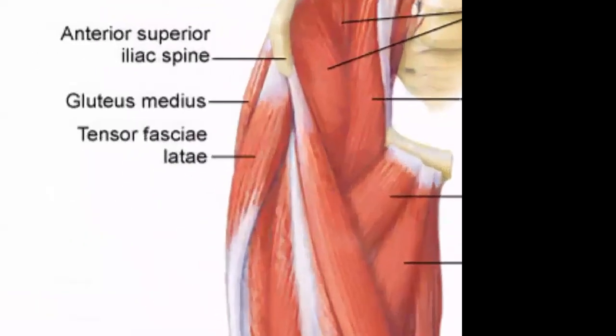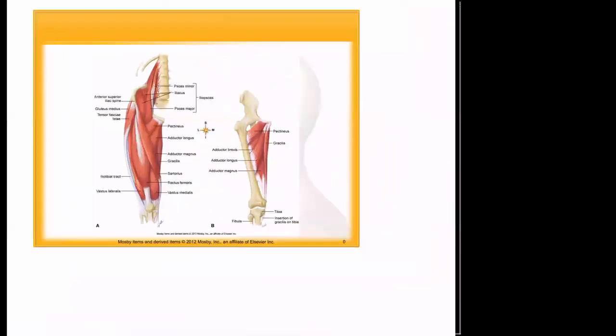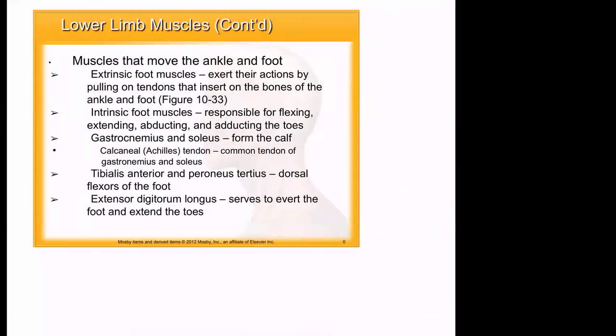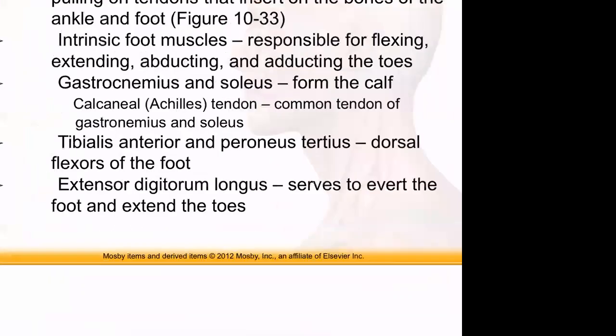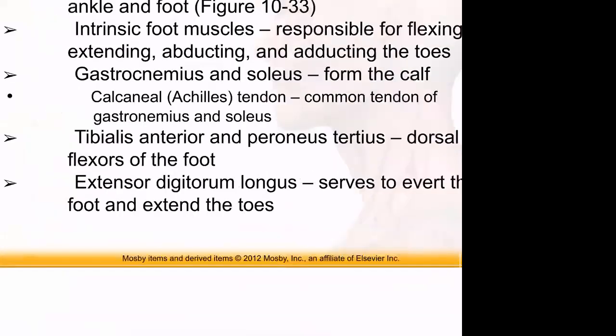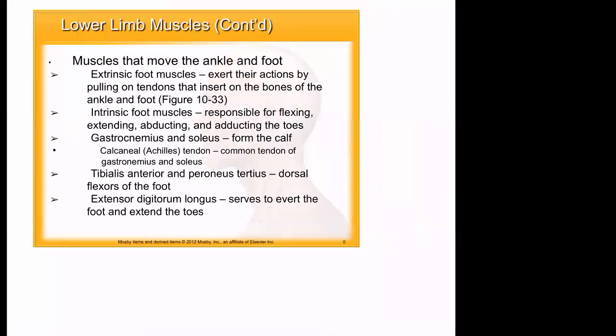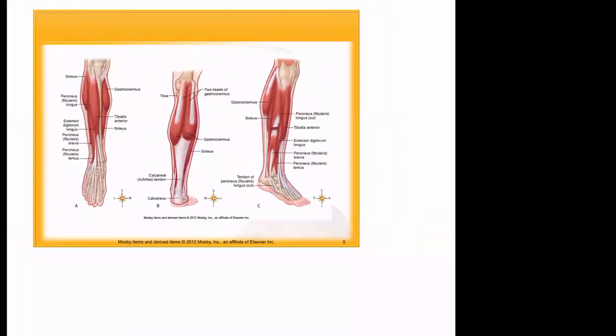Oh, they do include the gluteus medius. You can barely see it, though. That is on the hip. That is where we are giving injections. Extensor digitorum longus: extending the digits, and it is a long muscle. Gastrocnemius, talked about that with the calcaneus.